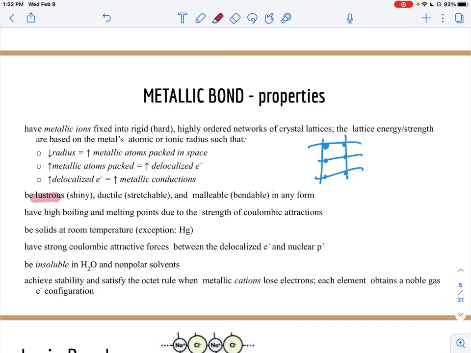Okay. And these words will come up a little bit today as well. Lustrous just means shiny. Ductile means it's stretchable. You can put it into wires. Malleable means it's bendable. They have high boiling and melting points, and that's because we have these very strong positive ions that the metals make with these electrons. So these positives and negatives are attracting each other. They are solids at room temperature, except for mercury, which is a liquid. You do need to know that mercury is a liquid at room temperature. And they're insoluble.